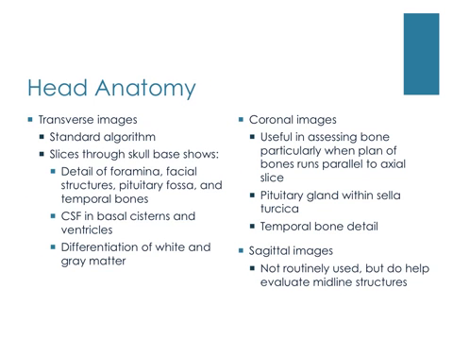I just want to do a quick review of some of the anatomy for the different body parts that we're discussing in this chapter. For the head anatomy, transverse images are important. They use a standard algorithm, and the slices that are imaged are through the base of the skull, and it shows detail of the foramina, facial structures, pituitary fossa, and temporal bones. Cerebral spinal fluid in the basal cisterns and the ventricles are shown, along with differentiation of white and gray matter.